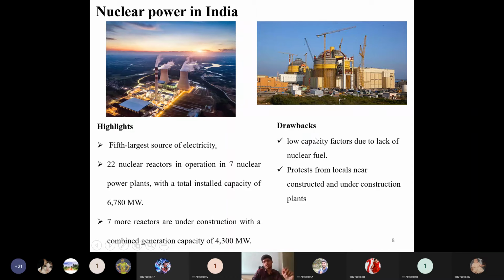Then there are drawbacks. The drawbacks are due to low capacity factors due to the lack of nuclear fuel. As I said earlier, we don't have enough uranium reserves. We have thorium reserves. Okay, that too we have to explore more and more. We have to exploit nuclear power more and more.